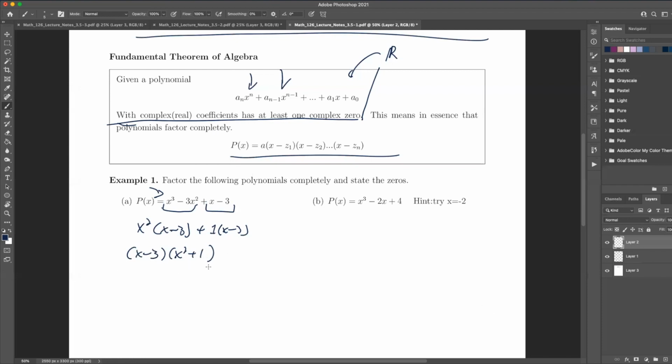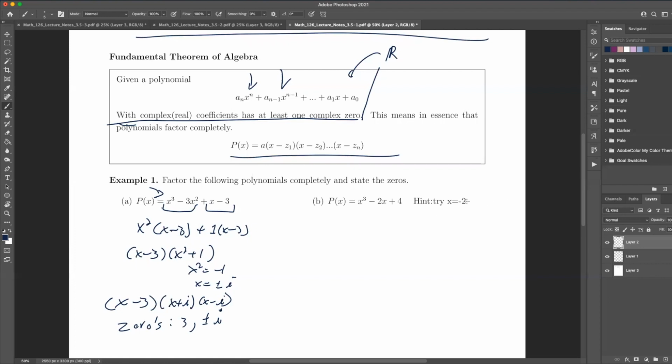If I want to factor this completely, notice here that x squared is equal to minus 1, so x is equal to plus or minus i. And so my complete factorization here is x minus 3, x plus i, x minus i, and my zeros are the following: I have 3 and plus or minus i. So when it comes to factoring, just go ahead and use all the tools you have available.